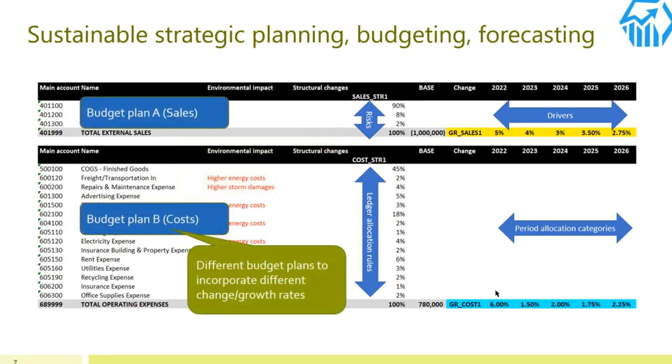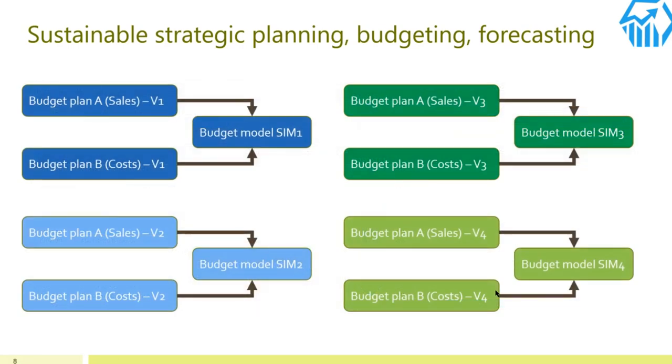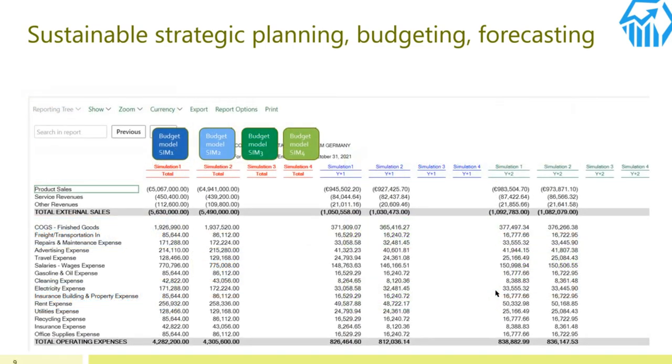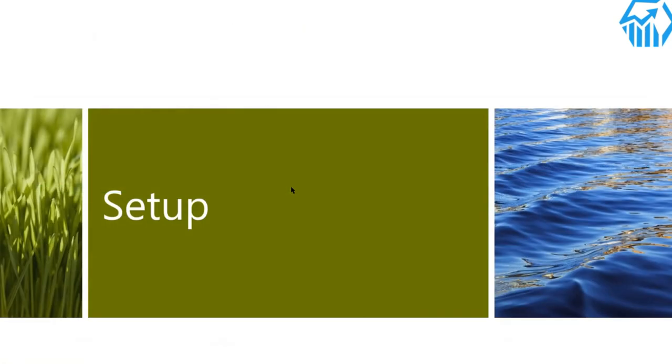And then we incorporated this by applying different budget plans. And I showed you 4 different scenarios or simulations, where I played around with different budget plans for sales and costs and tweaked the factors a bit. And at the end, we got a report that shows here 2 simulations, but we continued that until they were complete. Okay, and now the question is, how did I set up these things?